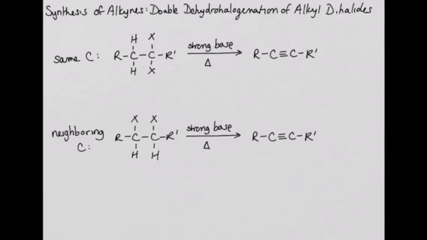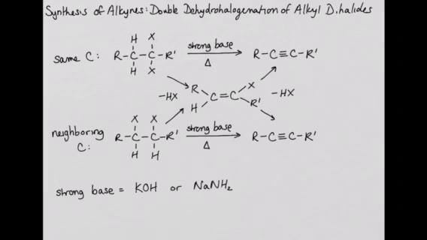Although we won't talk about a specific mechanism, both of these alkyl dihalides undergo the loss of HX to form the alkene as an intermediate, then undergo the loss of a second molecule of HX to form the alkyne product. The strong base that is used can either be potassium hydroxide or sodium amide.